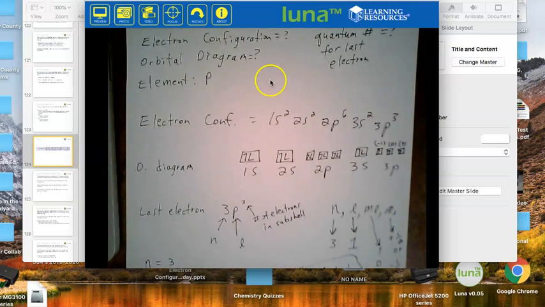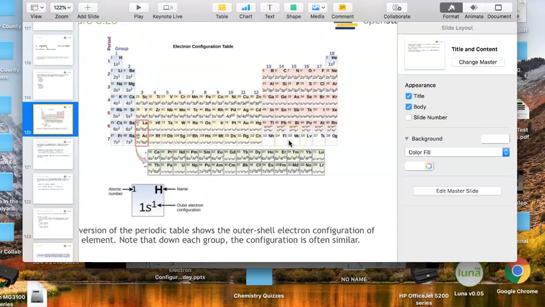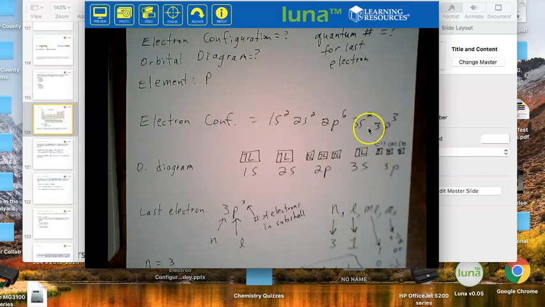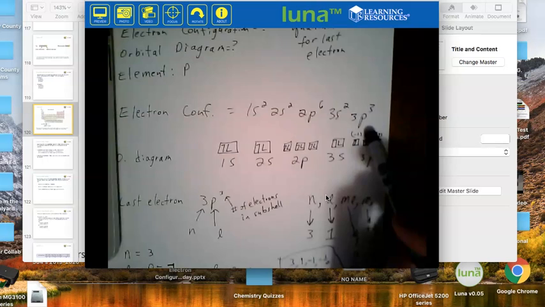Let's figure out our electron configuration for phosphorus. I'm going to refer to the periodic table. Here we have phosphorus. It has 15 electrons, so its electron configuration is going to be 1s2, 2s2, 2p6, 3s2, 3p3. I have that written there.